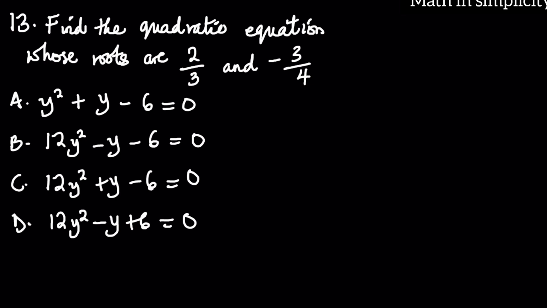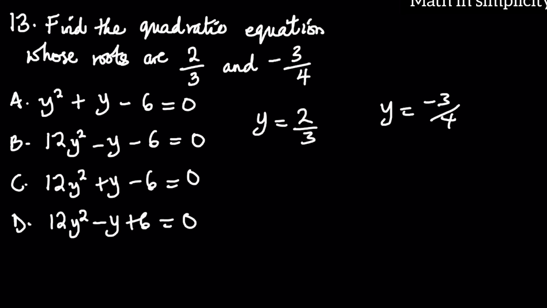From question number 13, we have: find the quadratic equation whose roots are 2 over 3 and negative 3 over 4. From the options, you see that the unknown variable used there is y, so we can just use y. Remember that roots of an equation simply means the answers, right? So when this quadratic equation was solved, we had the answers y equal to 2 over 3, and we also had the answer y equal to negative 3 over 4, because you always have two answers when you solve a quadratic equation. So we're just going to keep reversing until we get back the quadratic equation.